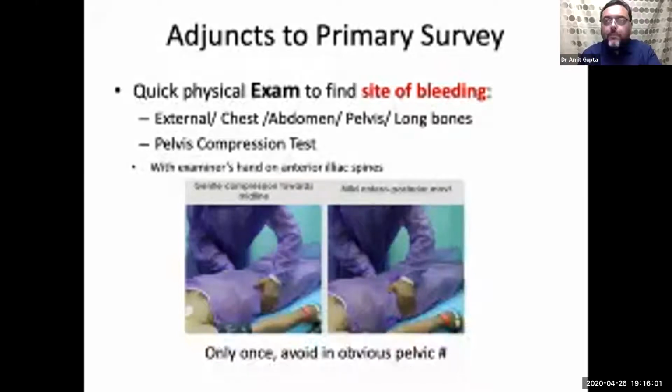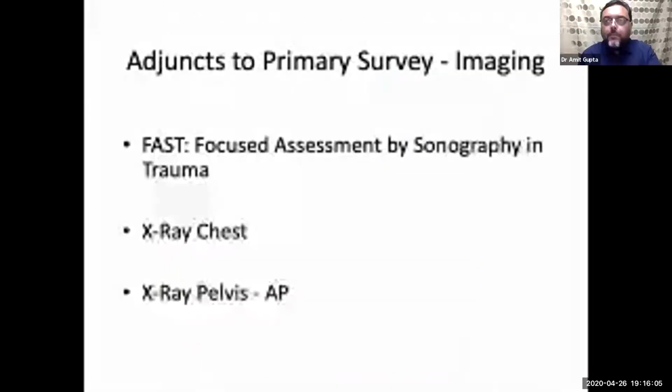Imaging adjuncts include the focused assessment by sonography in trauma, the FAST exam, which is just to see the presence of fluid either in the pericardial cavity or the 3 quadrants in the abdomen, because it will tell us the approach. If the patient remains unstable, we need to open the belly along with the retroperitoneum also, the pelvic retroperitoneum. And if the FAST is negative, then probably we can do away with the laparotomy, and then we can actually pack extraperitoneally. So FAST is important in pelvic fractures.